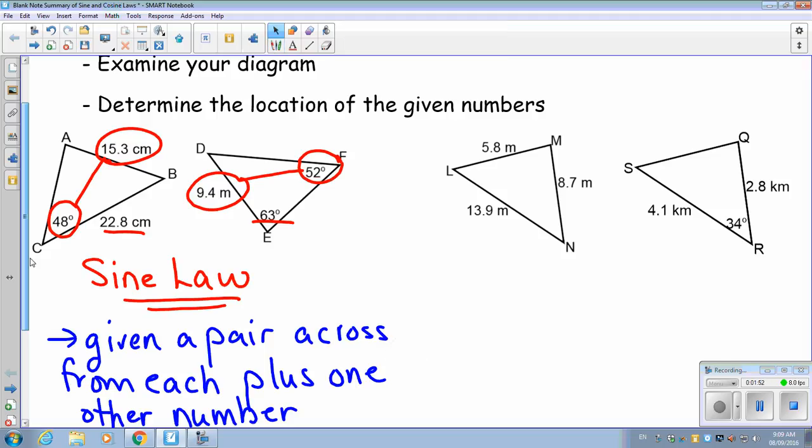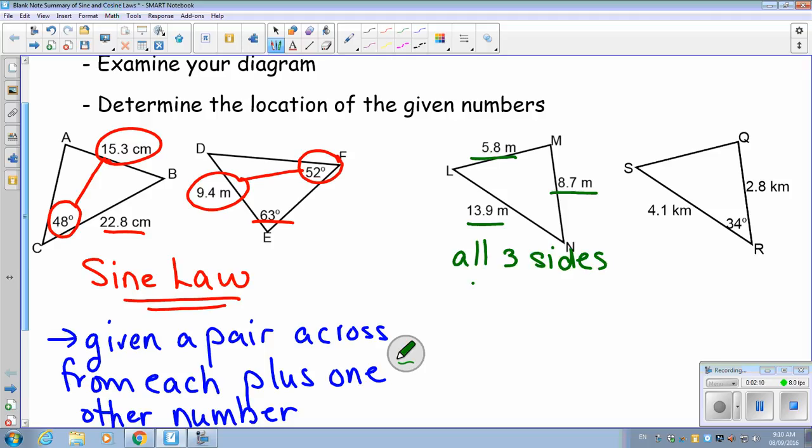For these other 2 pictures, I'll look at them and they're a little bit different. There's no angle and side, there's no pair like with the sine law. The first one tells me the lengths of all 3 sides, but no angle. The second one tells me an angle, but there's no side across from it like the sine law.